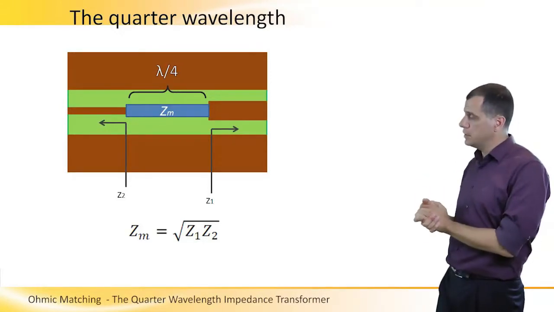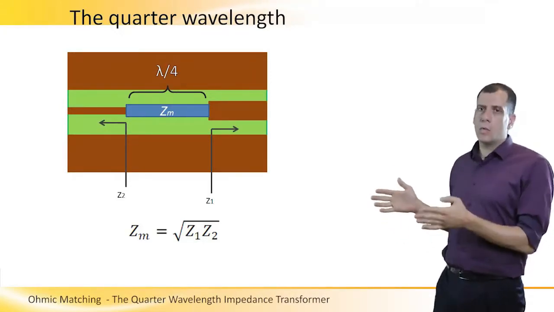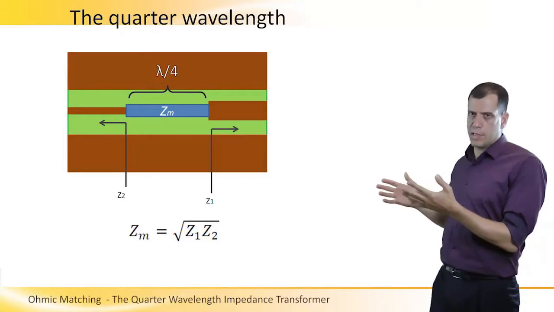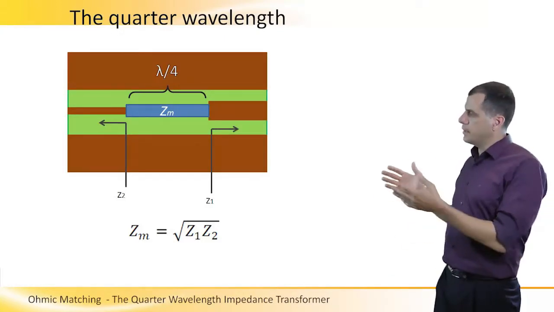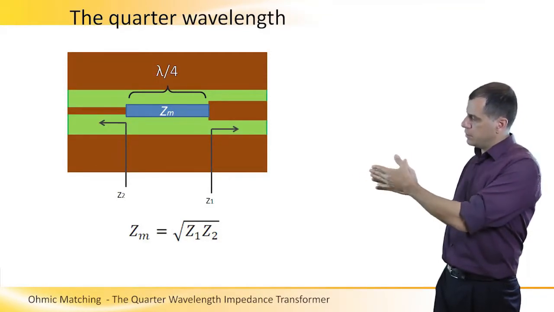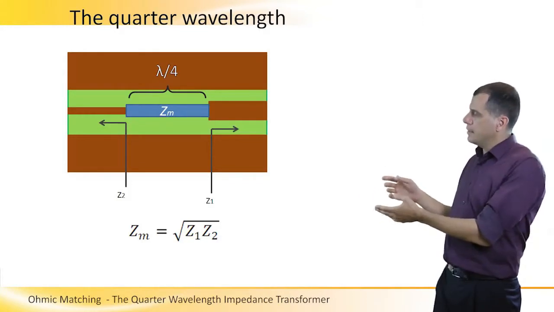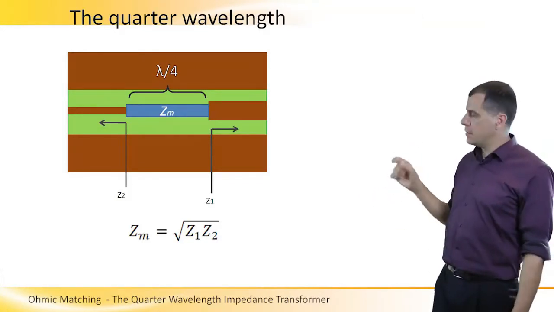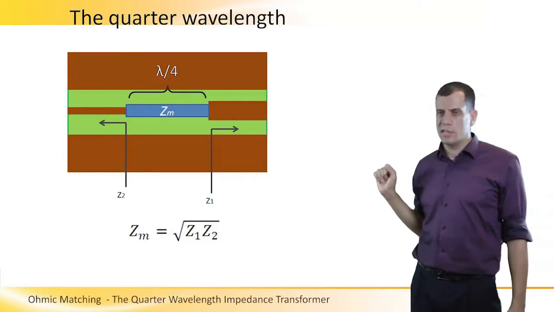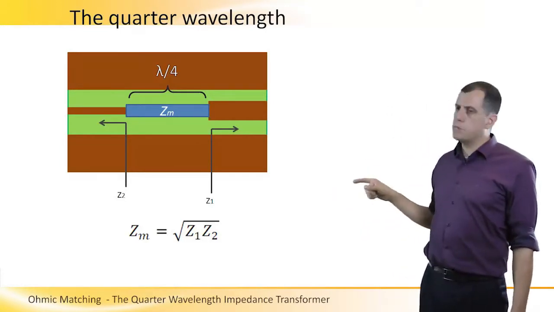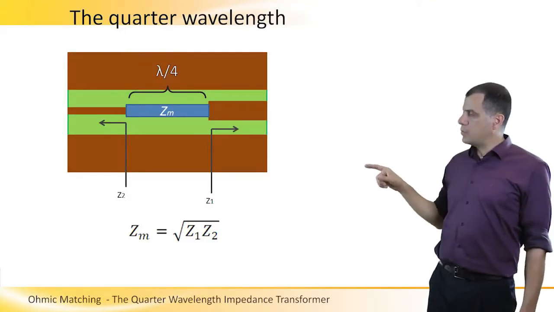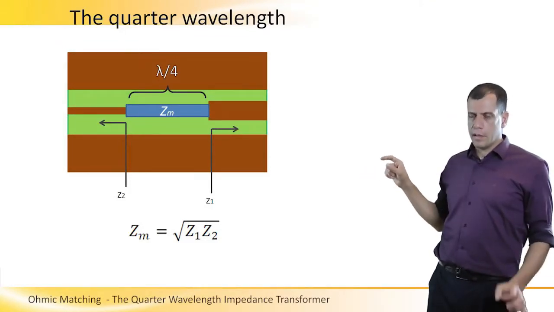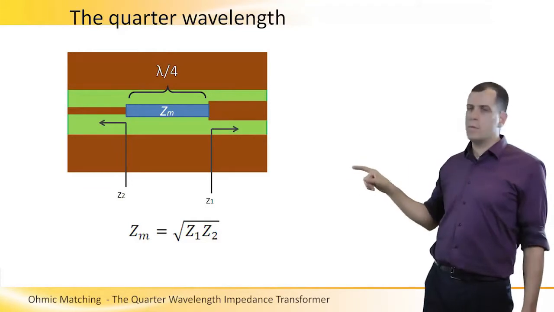This is very simple. We design a quarter wavelength, which means 90 degrees in phase in the S21 phase, transmission line in between these two parts. And the impedance of this part has to be according to the formula that is written, meaning the square root of the multiplication between Z1 and Z2. And by that we will achieve a perfect matching between Z1 and Z2.